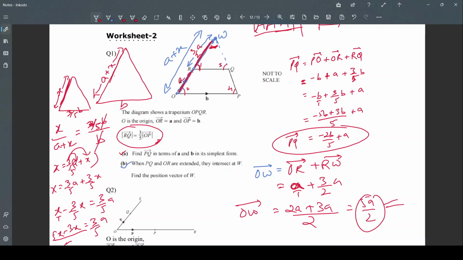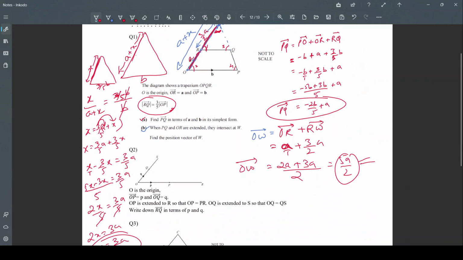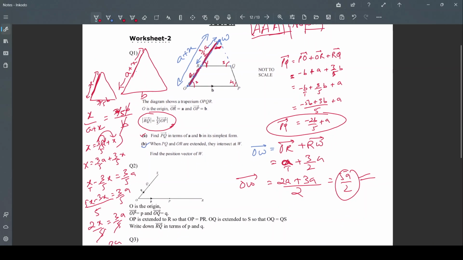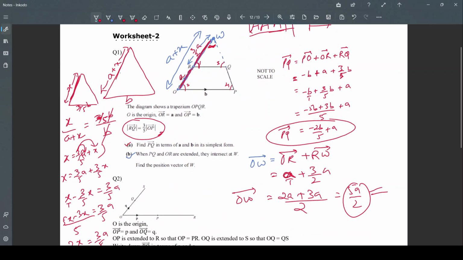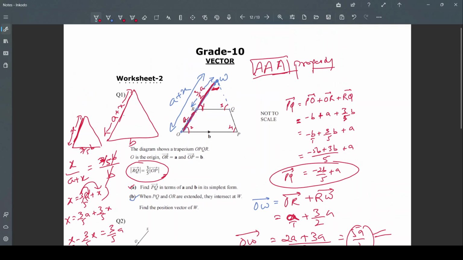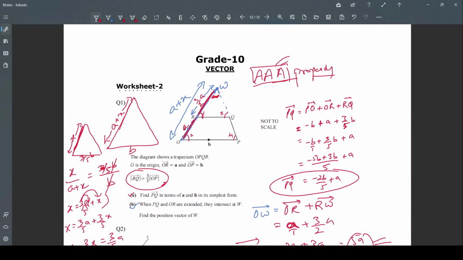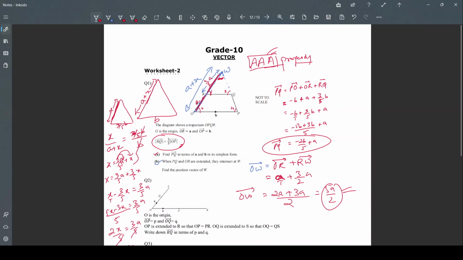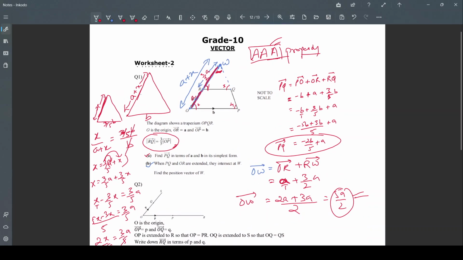The question is a little longer, but if you understand it, it will be easy for you, because we are finding the answer using the similarity property of two triangles, and the property that we are going to use is AAA, angle angle angle. So this is the method we use to find out OW. Okay, let's move on to the next question.